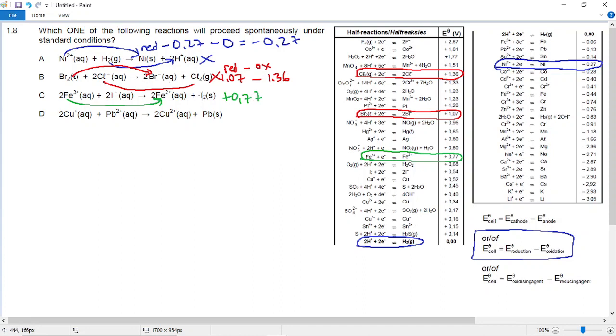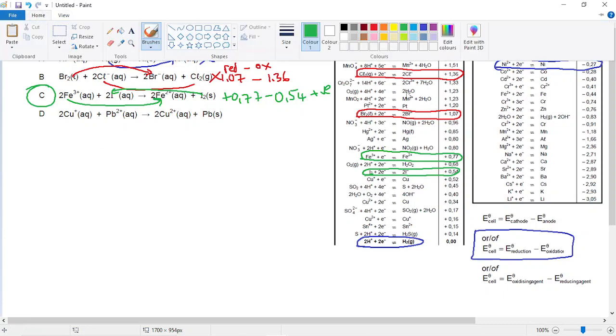And then my oxidation reaction is the iodine and the iodide. If we go to the table, it's this reaction over here, but obviously the reverse reaction. So then we're going to say 0,77 minus 0,54, because it's always reduction minus oxidation. This one is going to give you a positive value. So at the moment it looks like this should occur. Let's just check with the last one.